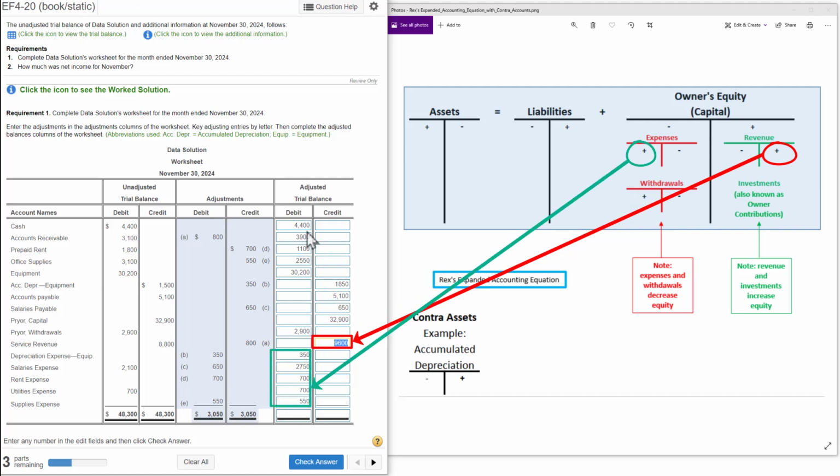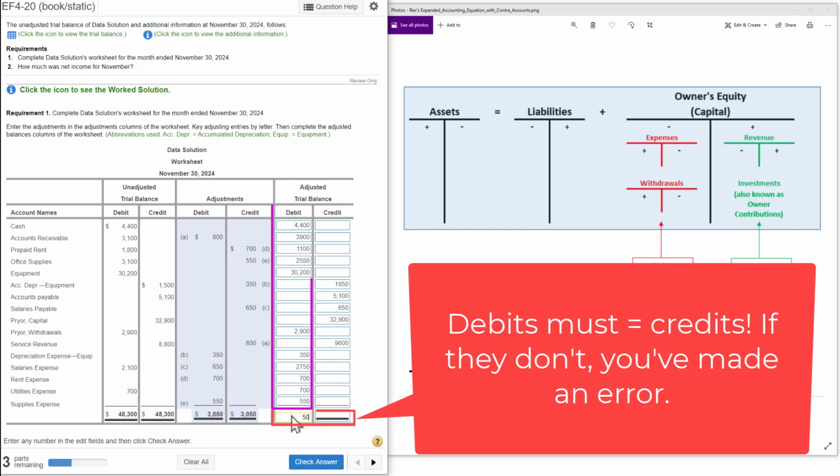Now what we're going to do is add up all of our debits, and we get a total of 50,100. We add up all of our credits, and we get the same amount.